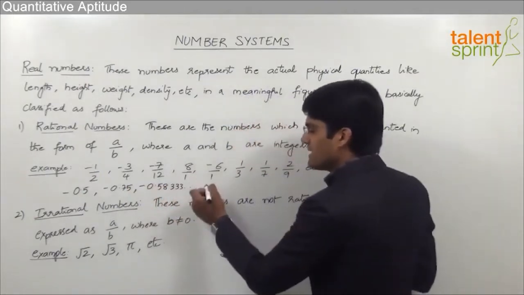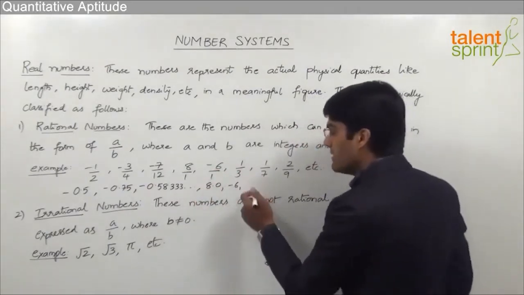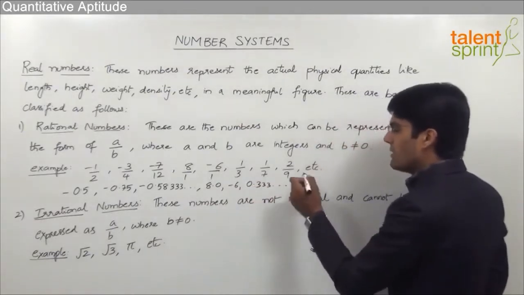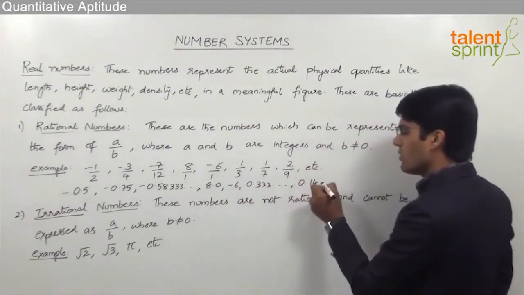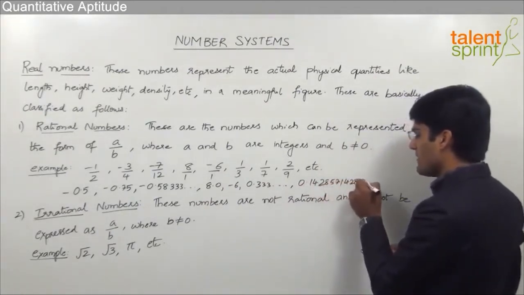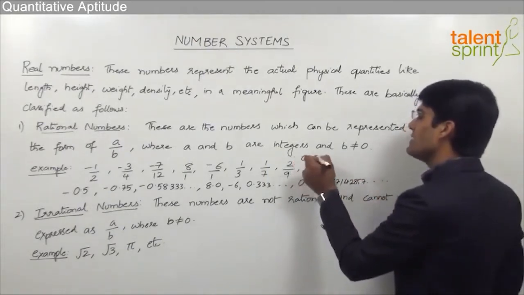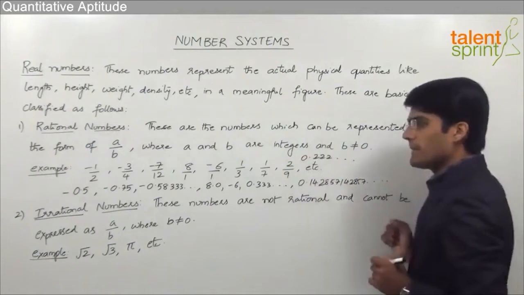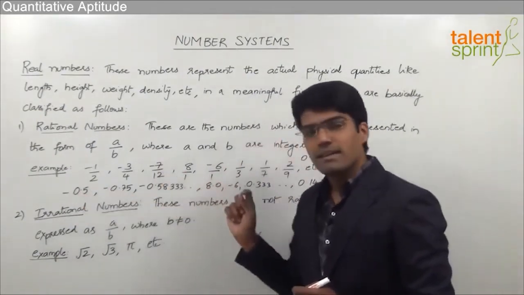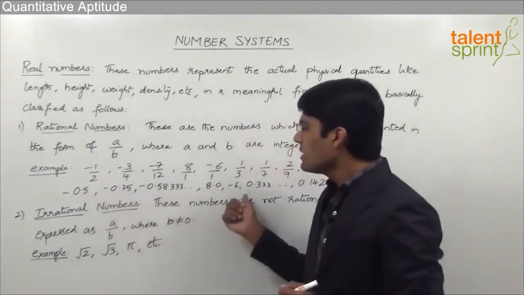Then 8 by 1 is nothing but 8.0, minus 6 by 1 is minus 6, 1 by 3 we know is equal to 0.333, so on up to infinity. And 1 by 7 would be 0.142857, 142857 and so on. And likewise 2 by 9 here would be equal to 0.222 up to infinity. So from all these examples, after converting them into decimal form, you can understand that all the rational numbers are either terminating or non-terminating.